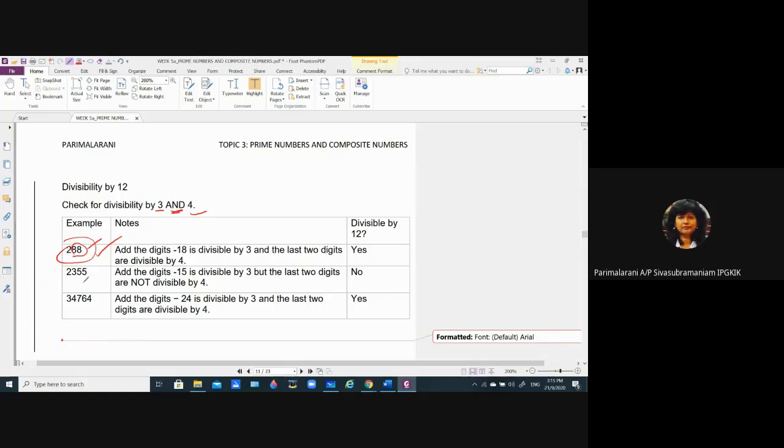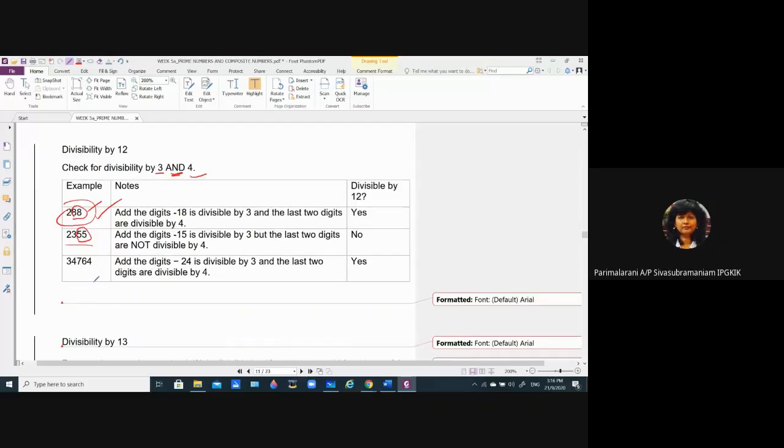How about this number? We add 2 plus 3 plus 5, we get 15. 15 can divide by 3. So this number can divide by 3. Can it divide by 4? Look at the last two digits. Cannot divide by 4. Therefore, this whole number cannot divide by 12. Okay, that is divisibility by 12.